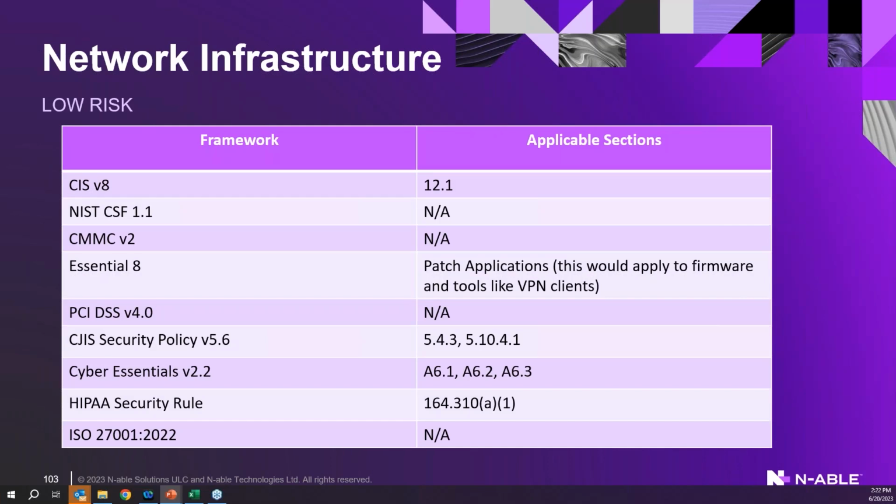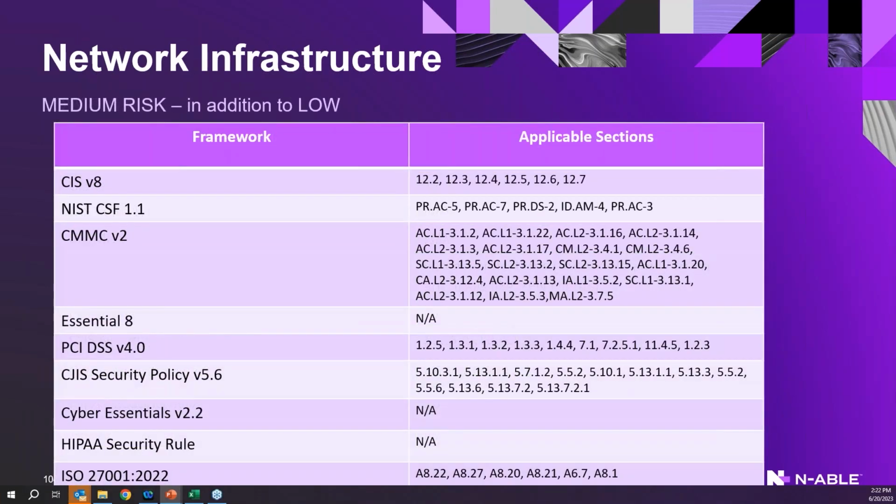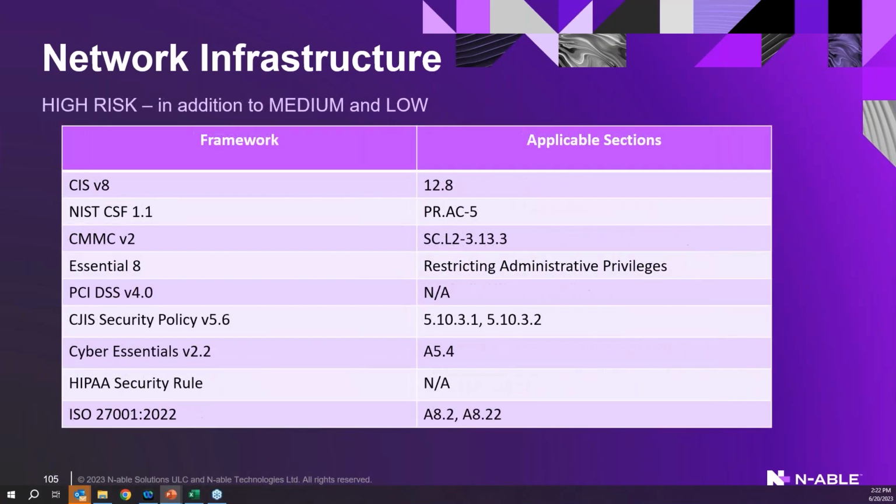All our frameworks, except for the PCI DSS, CMMC, and even the ISO, they don't have anything explicitly speaking to this in a low risk sense. But the other ones do. But whenever we pop up to medium risk, we'll see that all of a sudden a bunch of things start popping in, a bunch of security controls, and quite a few security controls are being asked for. And whenever we get out to the high risk, there are still going to be some common security controls that are going to be asked for.